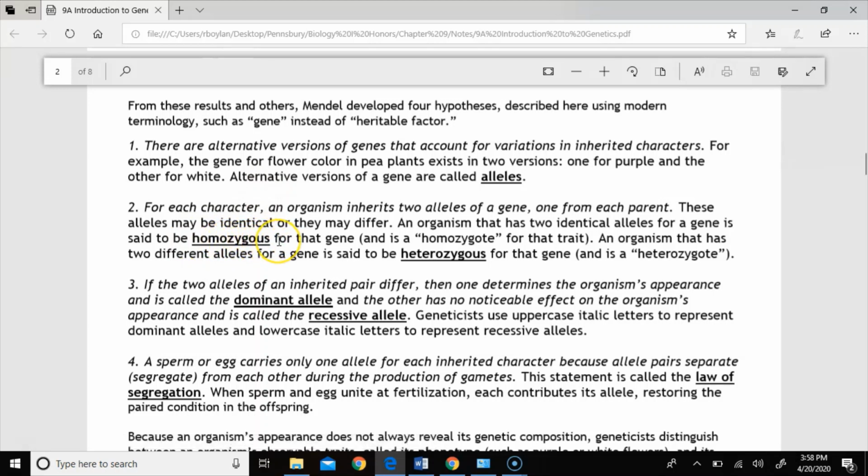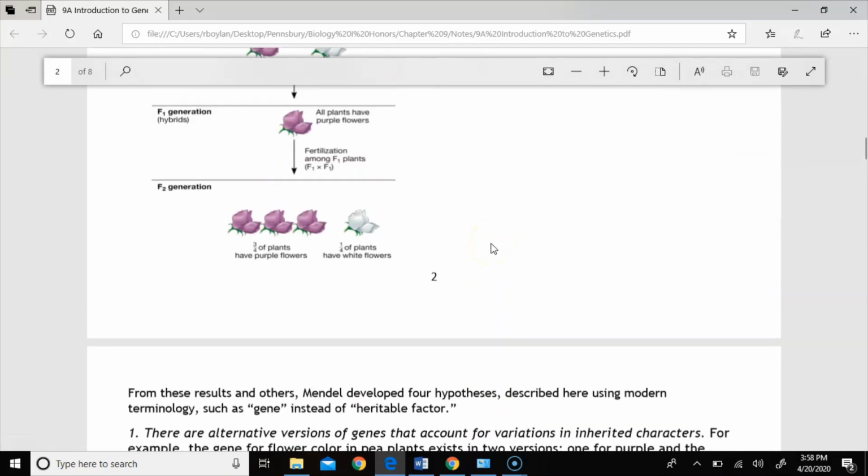Same gene. Oh, okay. So that means that the purple flower, for example, was big P, a homozygote, and the white flower was a little p. He was also homozygous. So an organism that has two different alleles for the gene is said to be heterozygous. Hetero meaning different.